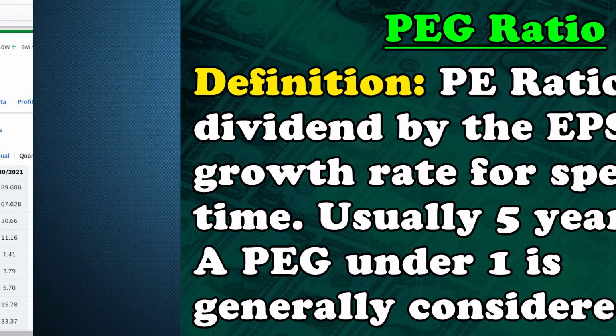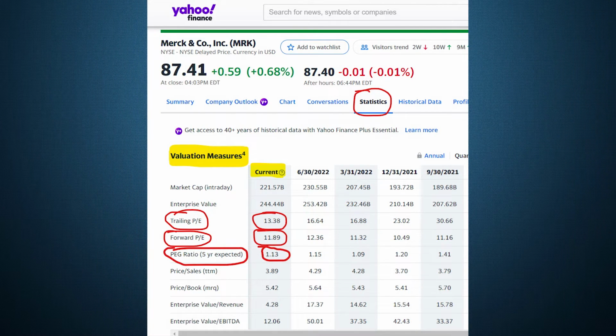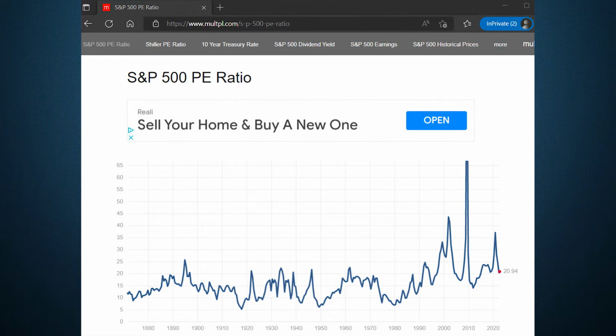I know all of this might be sounding a little confusing, but the best way to keep all of this simple is to just simply compare these metrics of the company that you're looking at versus the rest of the market and their biggest competitors. So to give you an example, in Merck's case, their trailing PE, forward PE, and PEG ratios of around 13, 11, and 1 respectively are all considered pretty good and cheap when compared to others. For example, if we go to multiple.com, we can see that the PE ratio for the S&P 500 index, which is usually referenced for valuing the broader stock market, currently sits much higher at over 20.